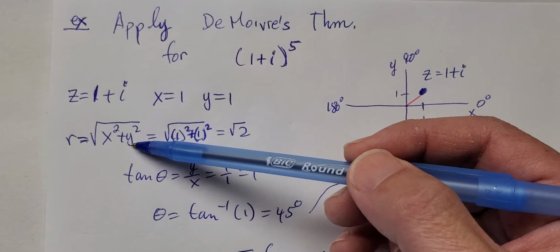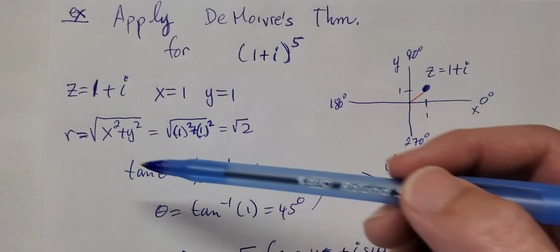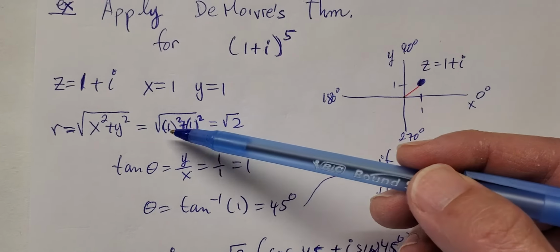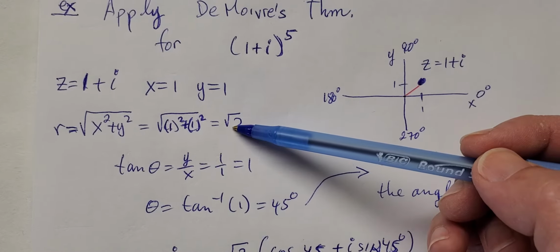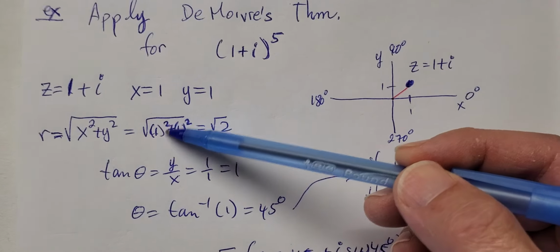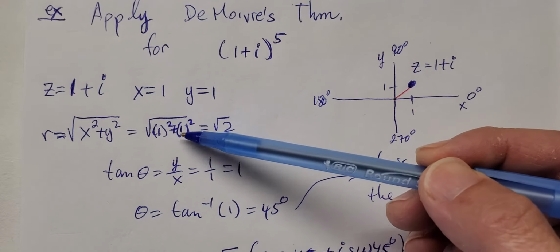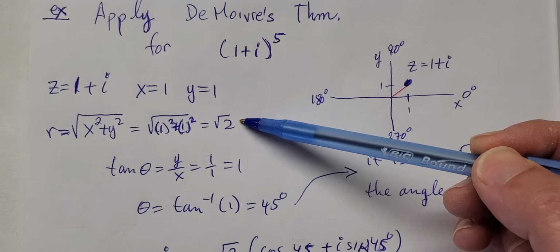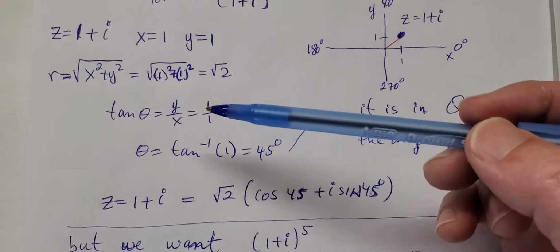So r is the square root of x squared plus y squared. Put 1 in for x and 1 in for y. 1 squared is 1, 1 squared is 1, and 1 plus 1 gives me 2, so r is the square root of 2. Don't forget, you have to square. So that's my r. Next, we need to find our angle.